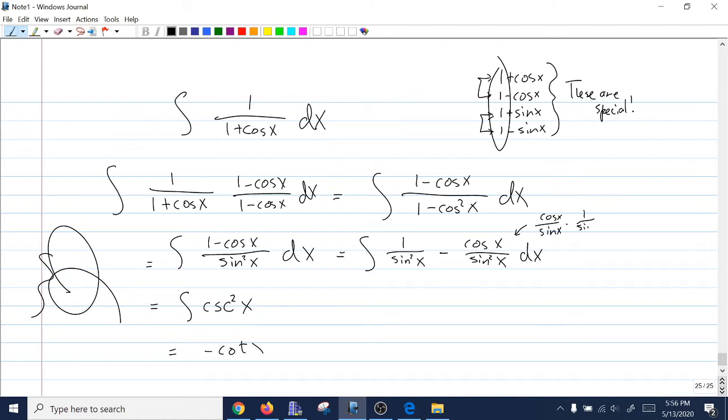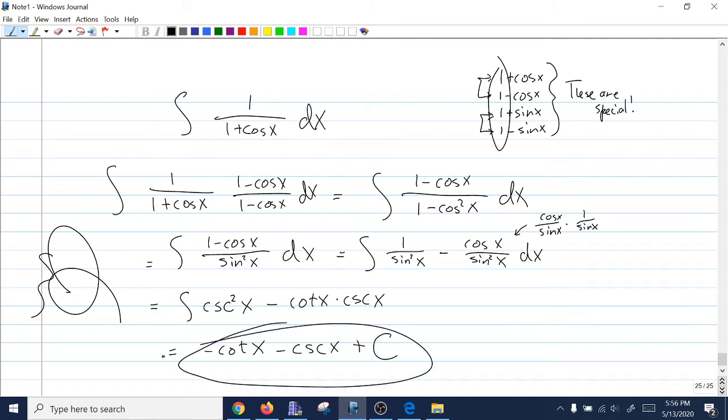Times 1 over sine x. Well, that's cotangent x. And that's cosecant x. And hey, I happen to have memorized that that's the derivative of cosecant x. Boom. So, there's a thing to know. The particulars of doing that integral aren't the trick. The trick is when you see 1 plus cosine, 1 minus cosine, especially if it's inside a square root, things get easy.